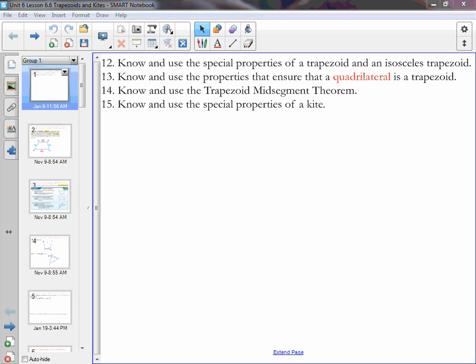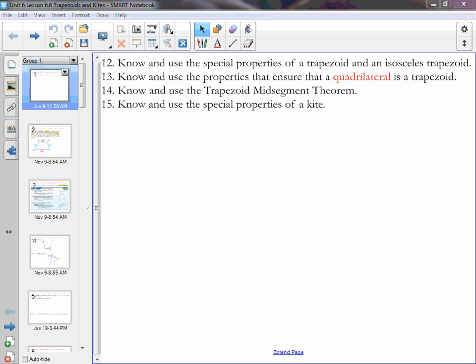Okay, we have 4 learning targets for today. We're going to know and use the special properties of a trapezoid and an isosceles trapezoid. We're going to know and use the properties that ensure that a quadrilateral is a trapezoid. Notice that it says quadrilateral, not parallelogram, because trapezoids aren't parallelograms. Okay? Know and use the trapezoid midsegment theorem.